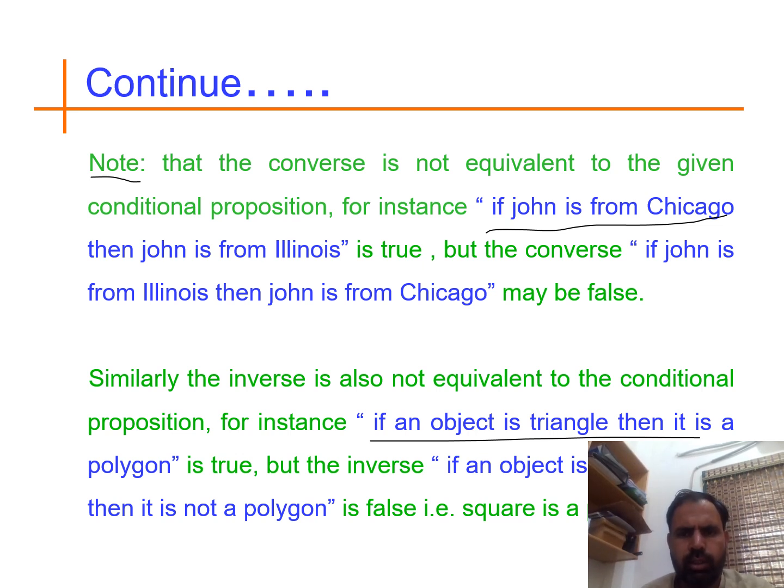If an object is a triangle, then it is a polygon. It's true. But the inverse, if an object is not a triangle, then it is not a polygon.